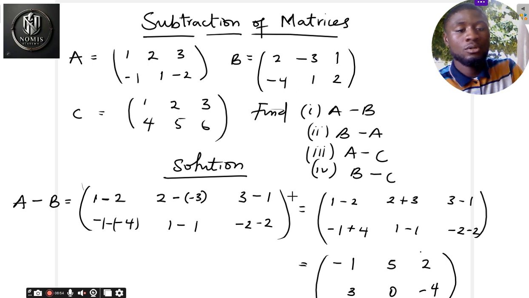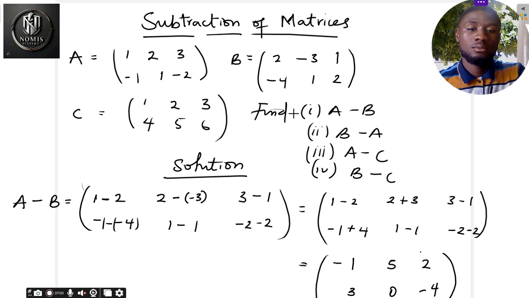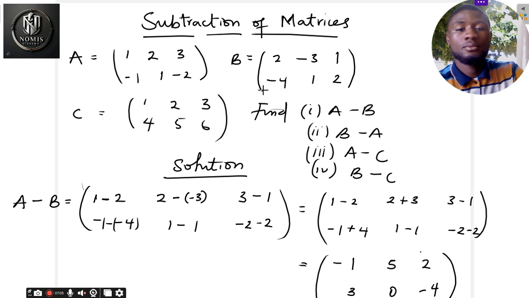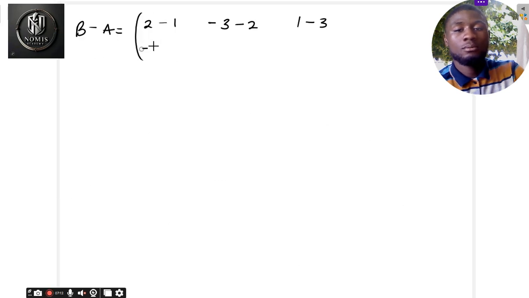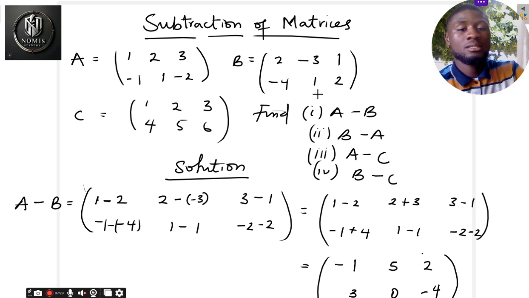Then we'll go to the second one. We have minus 4 minus 1. So we demarcate it by the minus. This minus is the normal minus that should follow the subtraction, and then this minus 1 comes like that from matrix A.